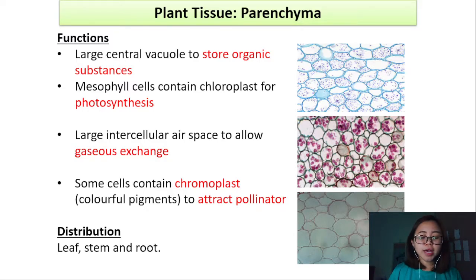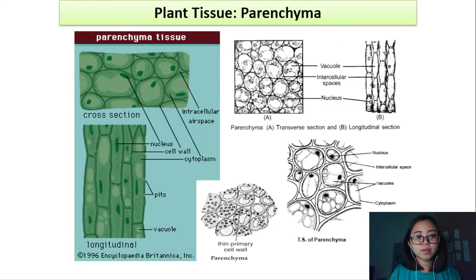Okay, and where can you find these parenchyma cells? You can of course find them in the leaves, you can find them in the stems, and you can find them in the roots. Okay, so this is more diagrams about the parenchyma cell.